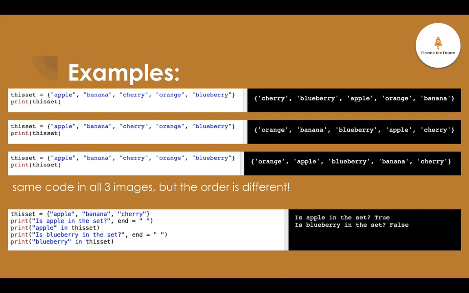It's an operator that asks, is this item inside of this set? And if it is, it'll return true. If it's not, it'll return false. So as you can see, apple is in this set, apple, banana, cherry. But when it asks, is blueberry in the set, it can just determine that blueberry is not in the set very quickly.